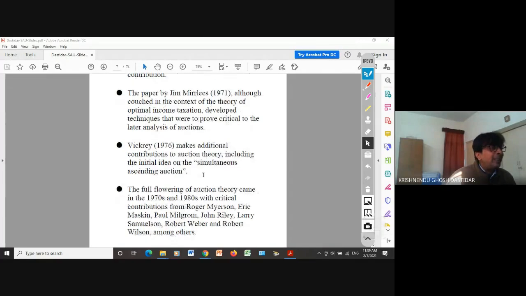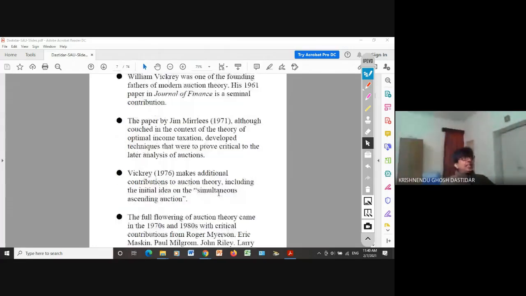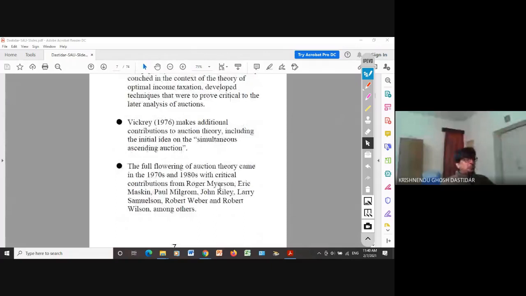Now, the full flowering of auction theory really came in the 70s and 80s with the major contributions from Myerson, Maskin, Milgrom, Riley, Larry Samuelson, Robert Weber, Robert Wilson, and others. The names I have spelled out here are really the granddaddies of auction theory. So starting from '61, it has come of age, and now it's a full-fledged branch of economics.